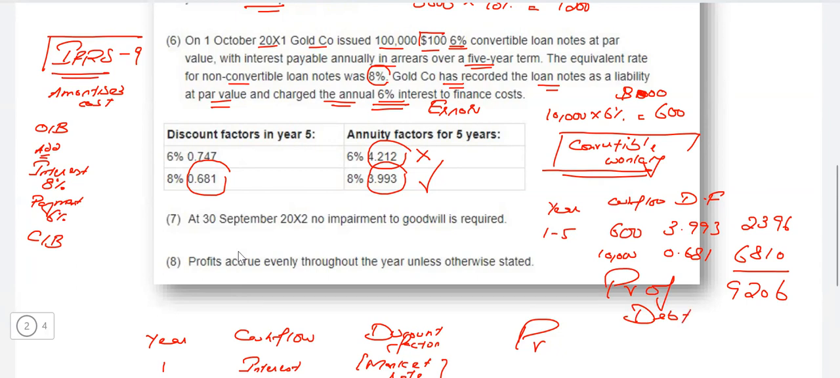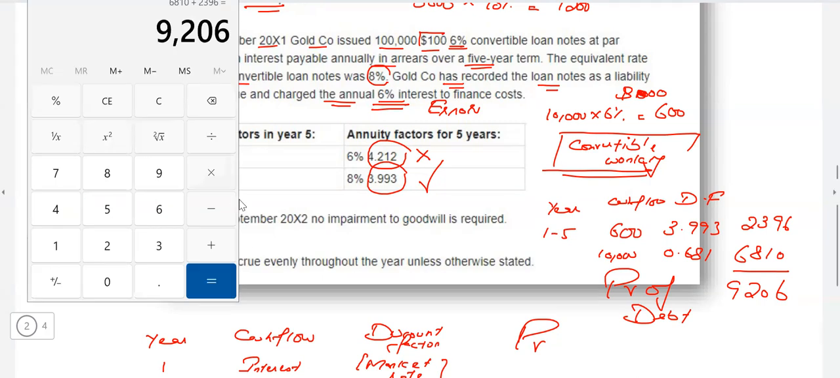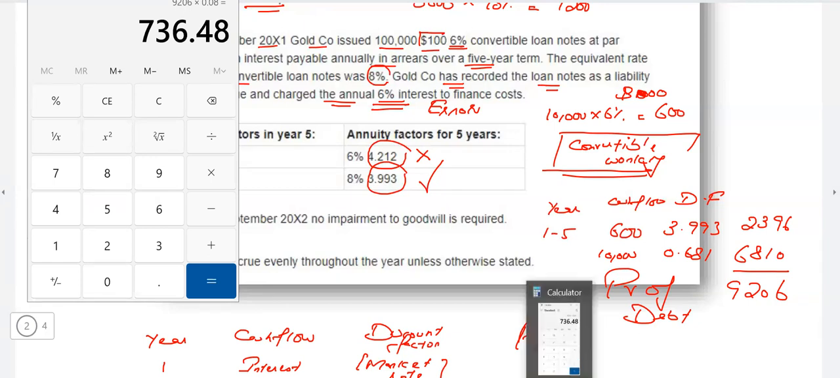The difference between the 10,000 and the 9206 is the equity, but we don't need that over here. We may need it in other questions, or just to explain the concept: if we take the total value of the convertible, which is 10,000, and compare it with the present value of debt, the remainder is the equity portion, which is recorded in other components of equity. So this 9206 is the present value of debt, which now comes under the amortized cost working. 9206 multiplied by 8%, because this applies over here, is 736.